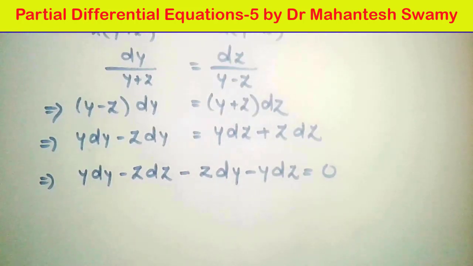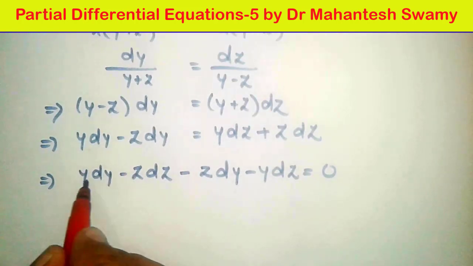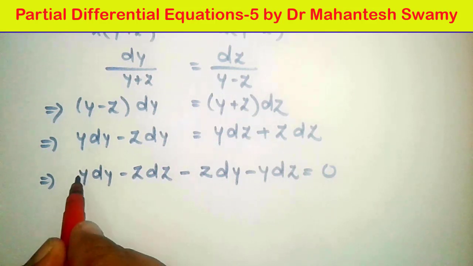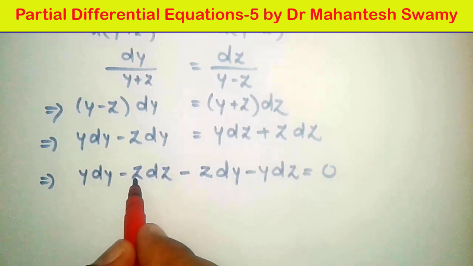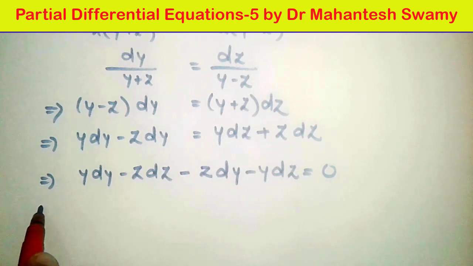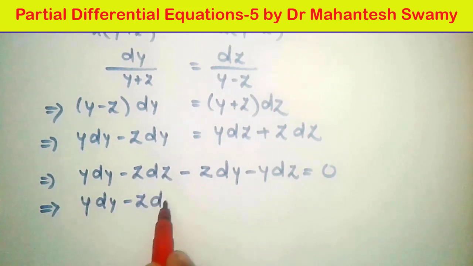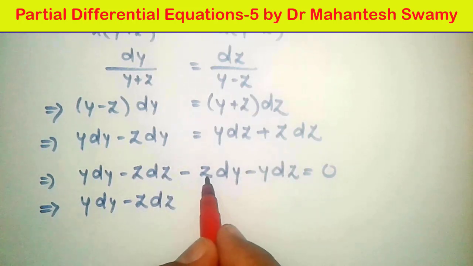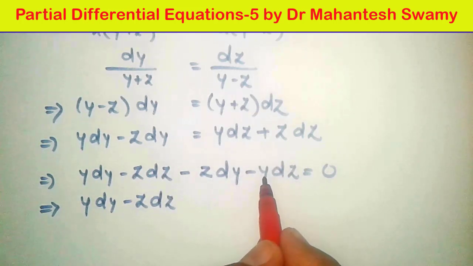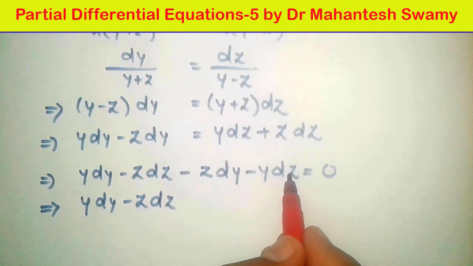Now what is our observation? This is very simple. It can be very easily integrated. So integration of y with respect to y we can do, integration of z with respect to z we can do. So let us keep these two terms as they are. Whereas z with respect to y we cannot proceed, we cannot integrate, y with respect to z we cannot integrate.